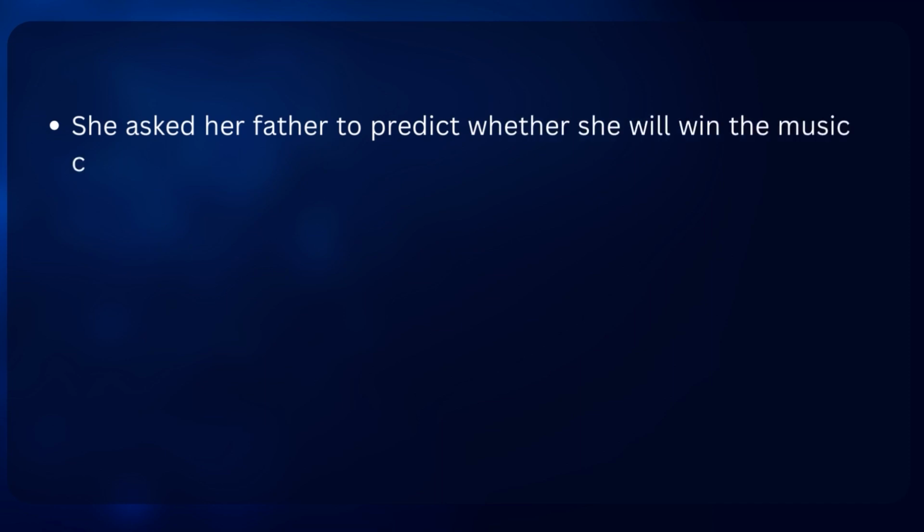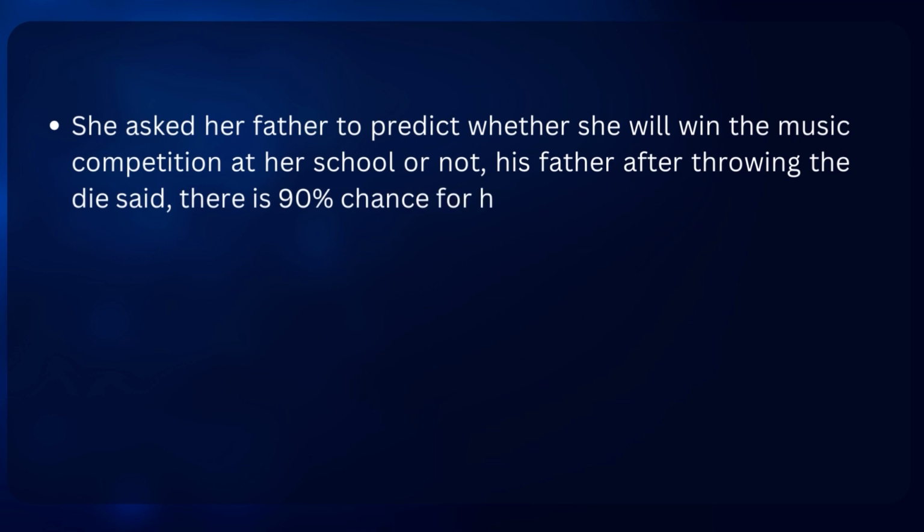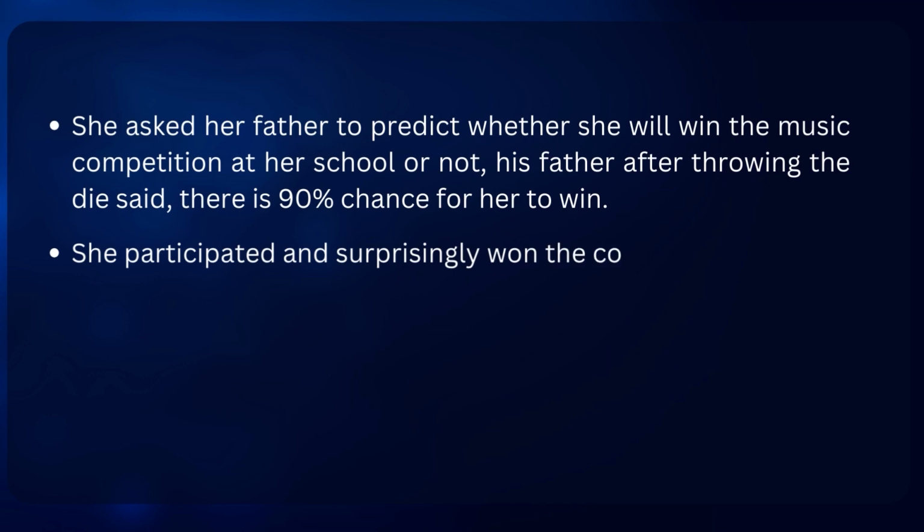She now asked her father to throw the die and predict whether she would win the music competition or not. The father threw it on the table and said there was a 90% chance for her to win the concert on the basis of the score that had come on the die. This made her confident enough. She felt motivated and participated in the music concert. And to her surprise, she won the concert. She became the winner of the competition.